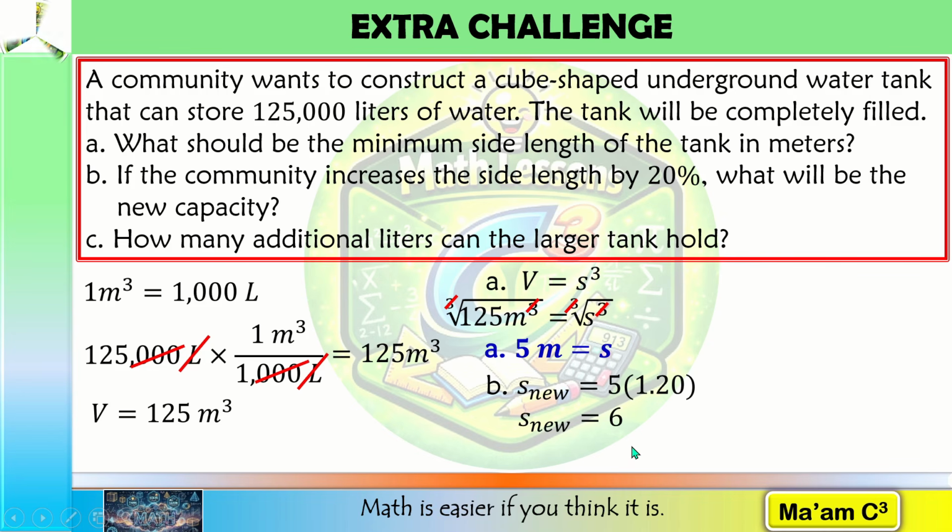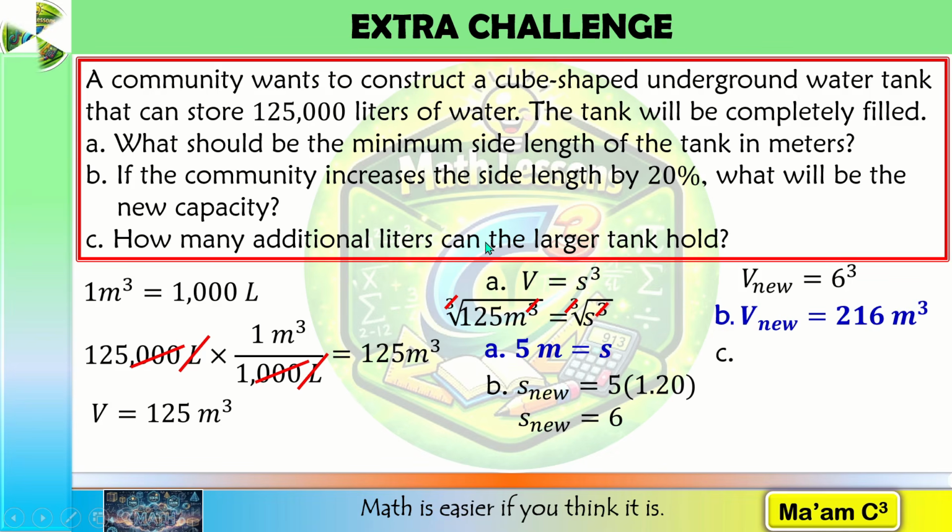Now let us solve for the volume of the new tank with 6 as the side length. And 6 cubed is 216 cubic meters. So this will be the new capacity of the new tank.